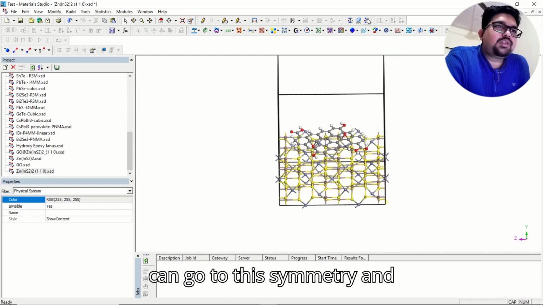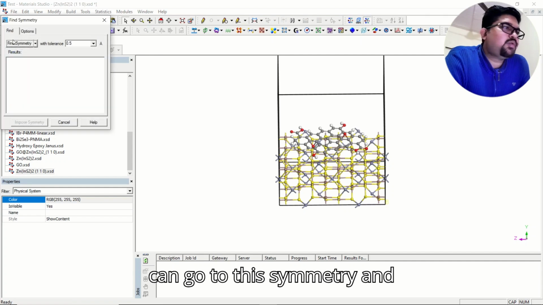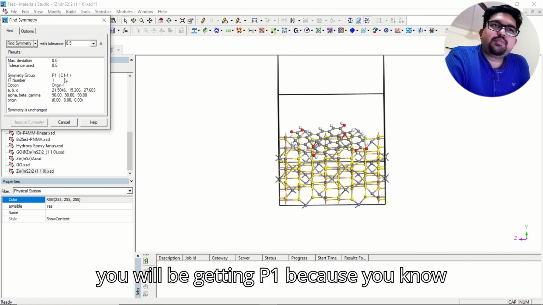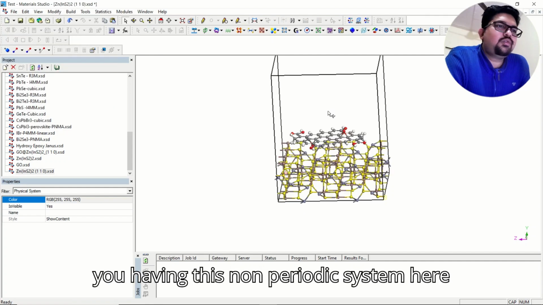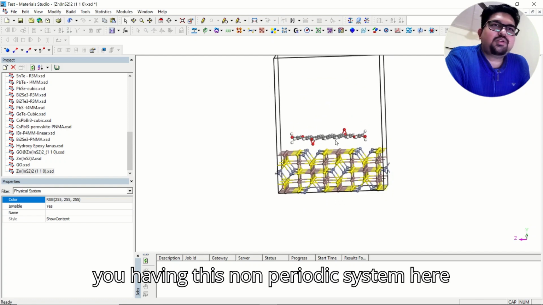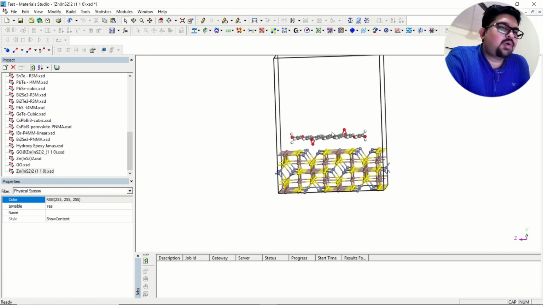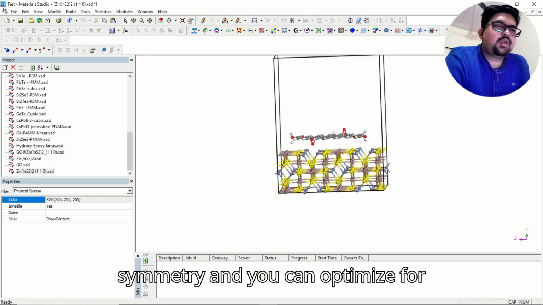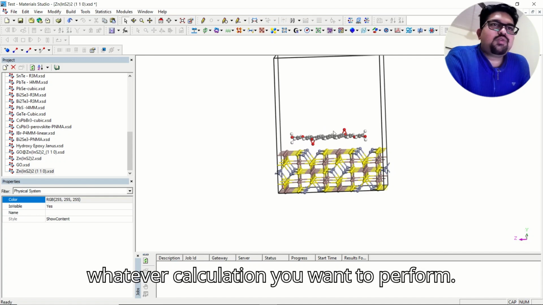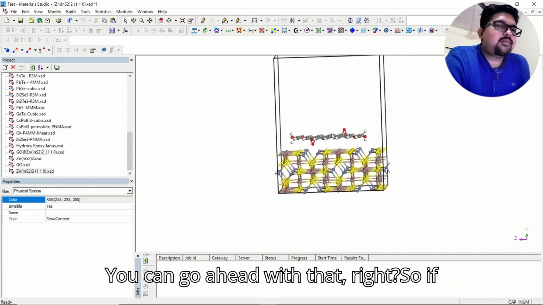Now you can go to this symmetry and impose the symmetry. In most cases you will get P1, because you have this non-periodic system here which has C1 symmetry. Fine. And overall you will get the C0 symmetry, and you can optimize or perform whatever calculation you want to perform, you can go ahead with that, right?